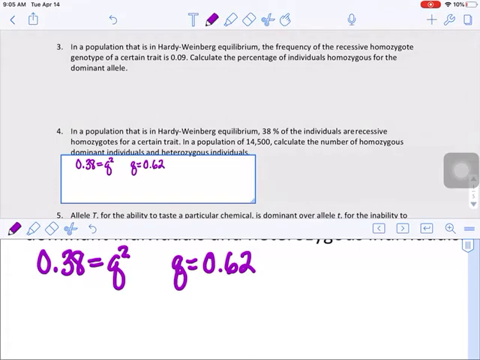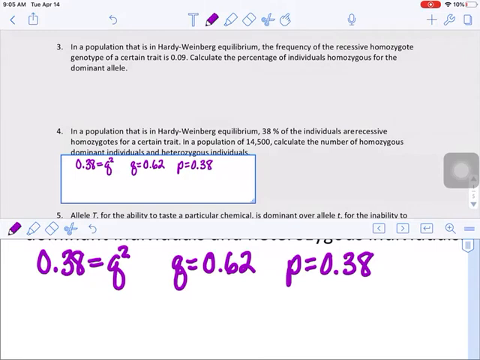So I know that q is 0.62, and from then I can also figure out p. Remember, p plus q equals 1. So if I subtract 1 minus 0.62, I would get p, that would be 0.38. So q and p equal 1 together. If you subtract one from 1, you would get the other one. So once you find q, it's easy to find p.